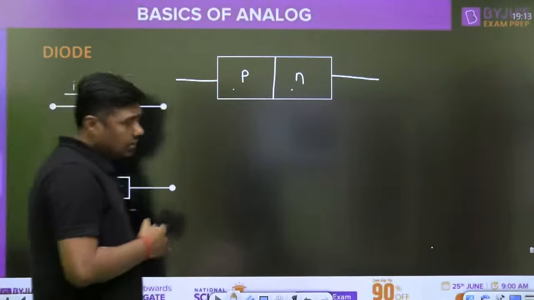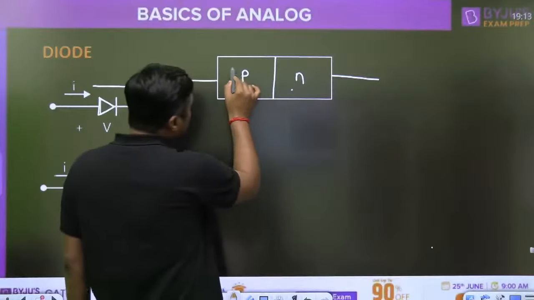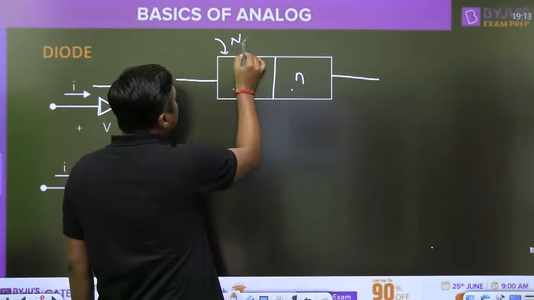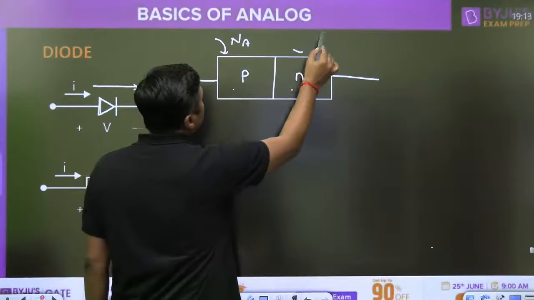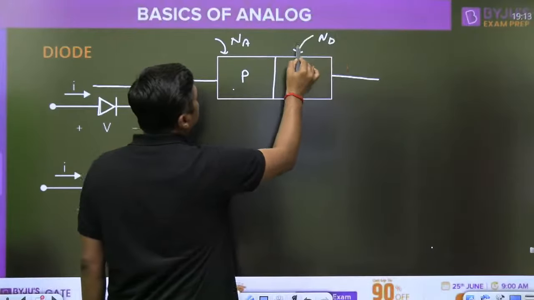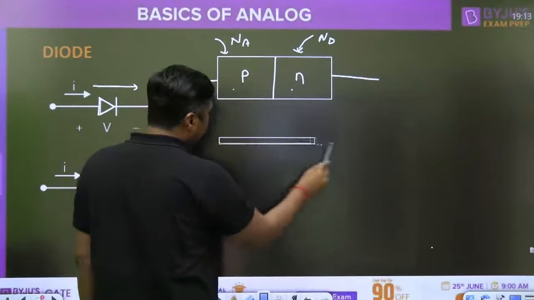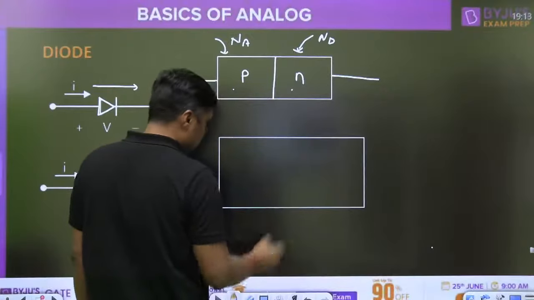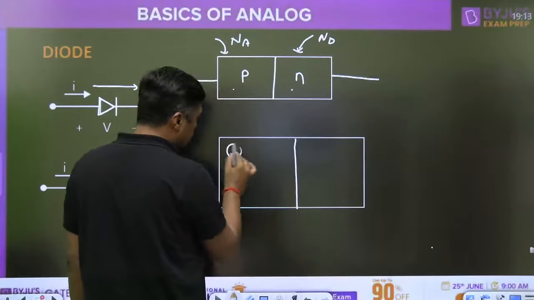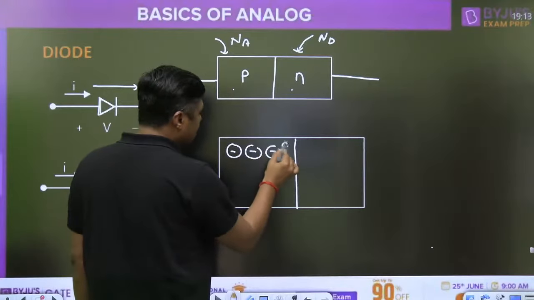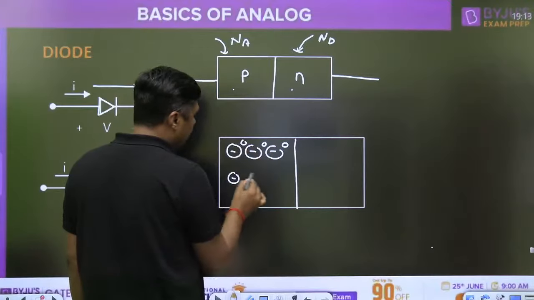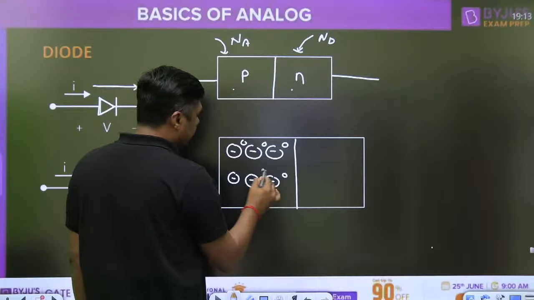Now, we are giving Na type doping here. That is called acceptor. Here we are giving the donor type impurity. It will accept one electron and it will create holes. When it accepts an electron, it will become negative ions.